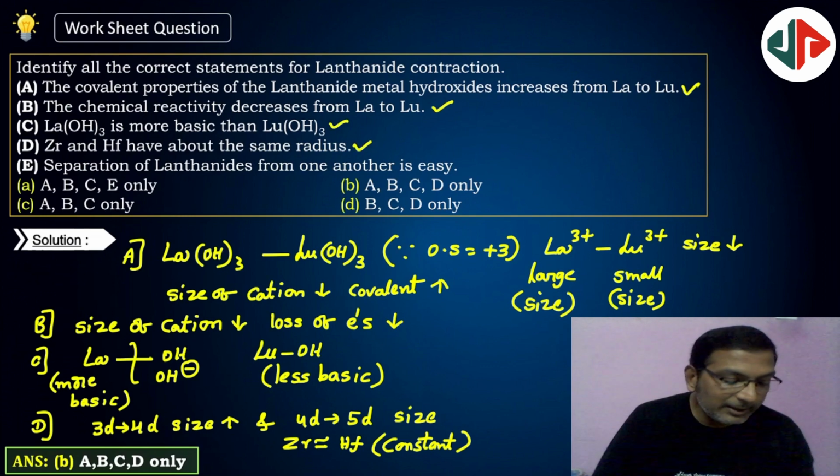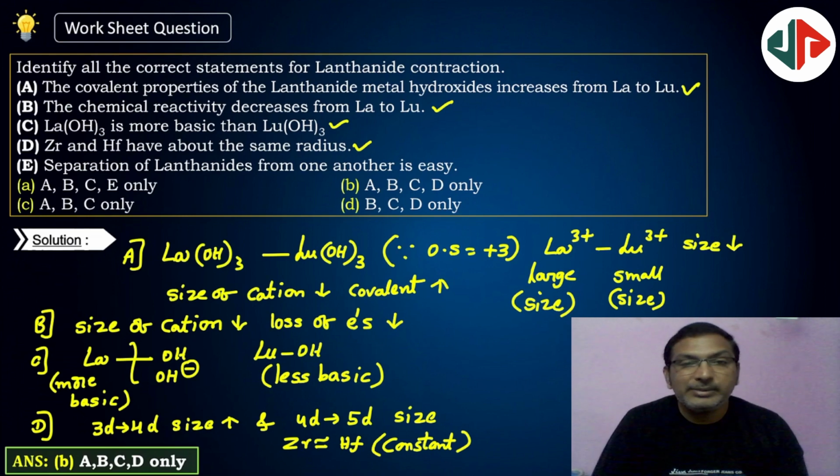Separation of lanthanoids from one to another is very easy. But due to similar size, separation becomes very difficult. Here it is given as easy to separate lanthanoid ions, so E is wrong. Therefore A, B, C, D statements are correct. Therefore option B.